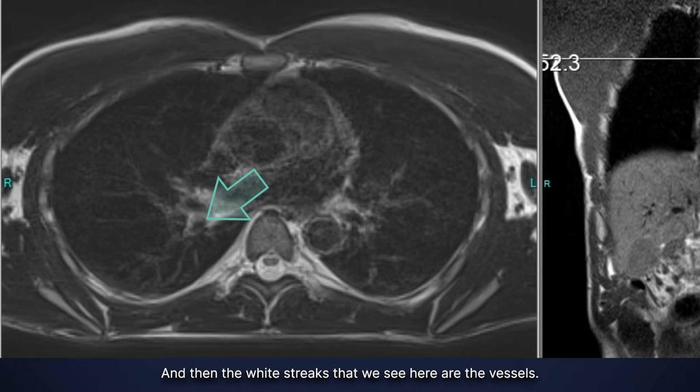And then the white streaks that we see here are the vessels. Now, what I'm looking for here are any kind of pulmonary nodules or masses. And in this case, I don't see anything worrisome, no nodules or masses, no signs of infection. So these look normal by MRI.